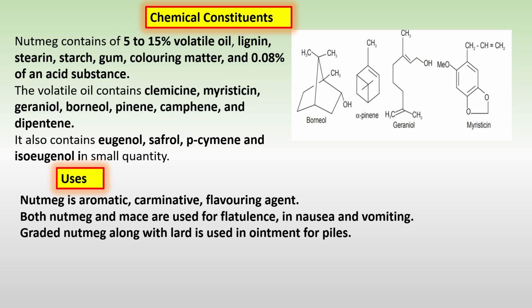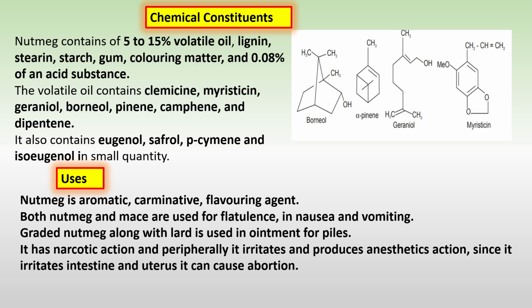Grated nutmeg along with lard is used as an ointment in piles. When the person is having piles, it can be mixed with the lard, the fat or waxy substance obtained from an animal source, and given as an ointment for piles. It has a narcotic action, and peripherally it irritates and produces an anesthetic action also.